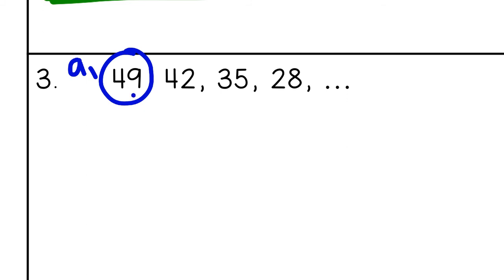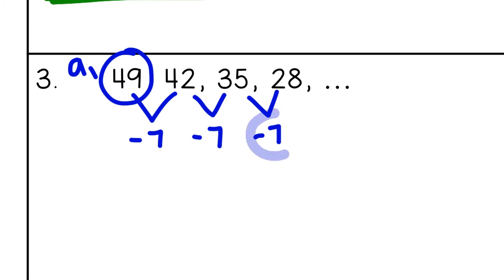So to get from 49 to 42, what do you have to do? Just a hint. Look at the numbers. They're getting smaller, so you're going to have to subtract. Okay, to get from 49 to 42, you have to subtract 7. Just make sure that it's constant every single time. So to get from 42 to 35, you subtract 7. From 35 to 28, subtract 7. So that number is our common difference.